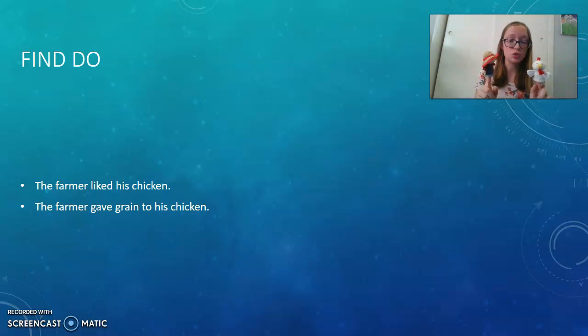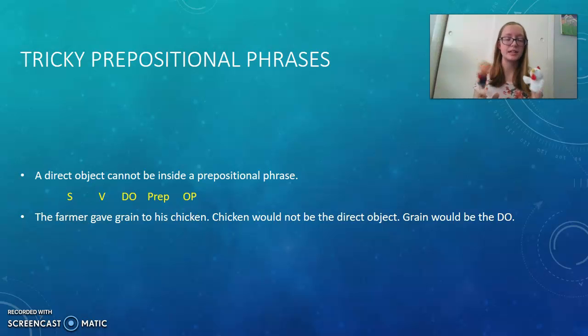The farmer gave grain to his chicken. Gave is the verb. Farmer is the subject. But what did he give? Did he give his chicken? No, that doesn't make sense. He gave grain. And to his chicken is a prepositional phrase here. To is a preposition, and chicken is the object of the preposition. I put this in here to make sure you understood that direct objects don't come inside of prepositional phrases. So gave grain. Grain is what he was giving. Farmer gave what? Gave grain. And grain would be the direct object there.